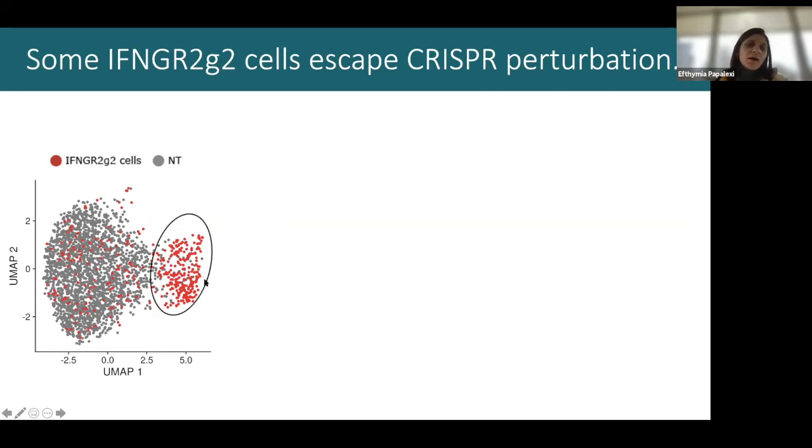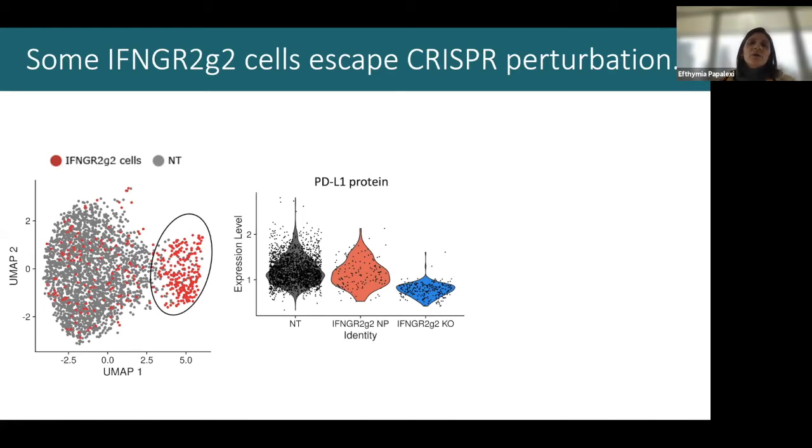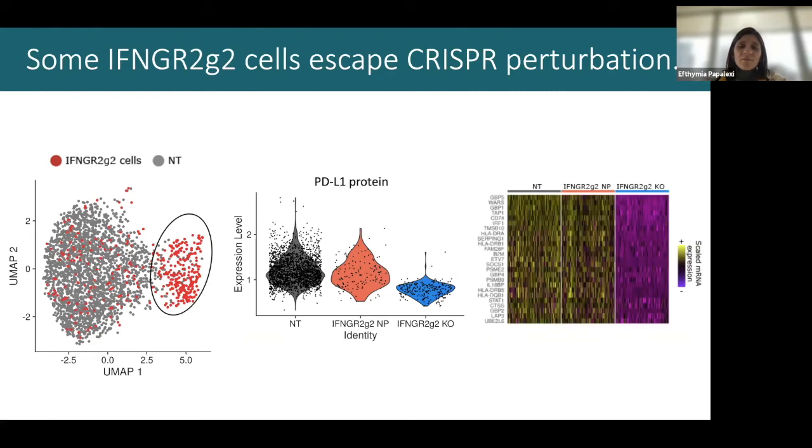So if we split these red cells into 2 subgroups, the cells we think within the oval are the true knockout cells, and the remaining red cells we would call non-perturbed. We have a few checks we can make to see if our hypothesis is correct. One thing we can look at is the PD-L1 protein levels. We know from literature that if we knock out interferon gamma receptor 2, PD-L1 expression in those cells should go down. And we see that in the cells we have identified as the true knockouts, PD-L1 protein levels are much lower than the non-targeting controls. But for the cells we called non-perturbed, you see that they have similar levels to non-targeting control levels.